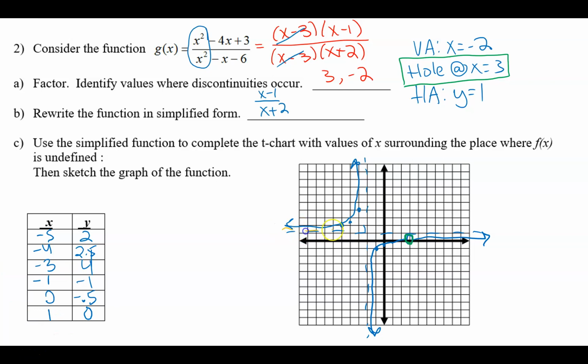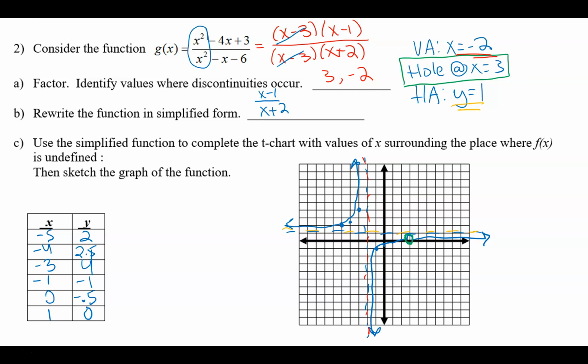Okay, remember these are asymptotes. That is my horizontal asymptote. And then this guy going up and down right here, that was my vertical asymptote. Okay, not too bad.